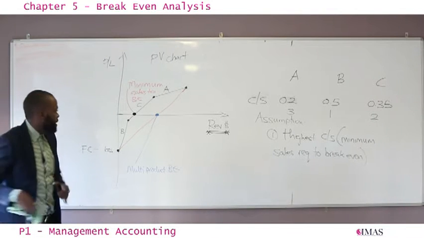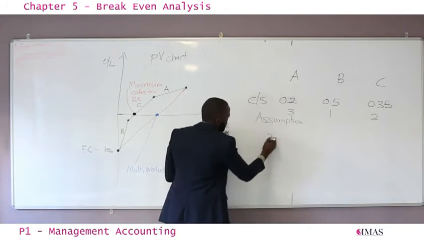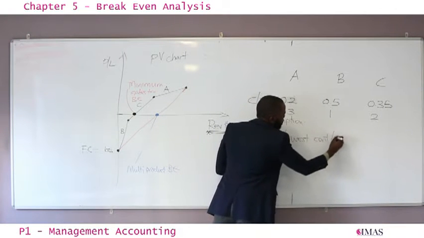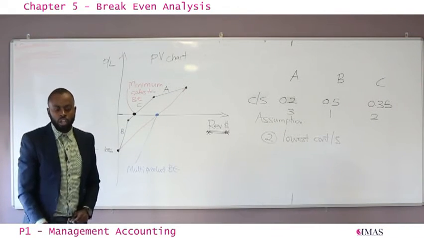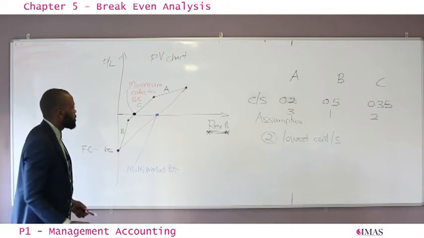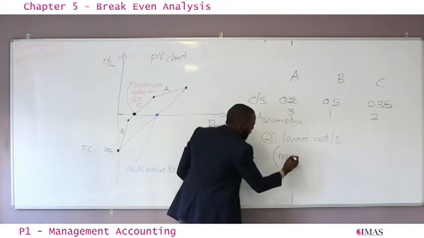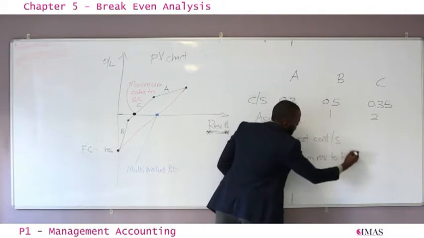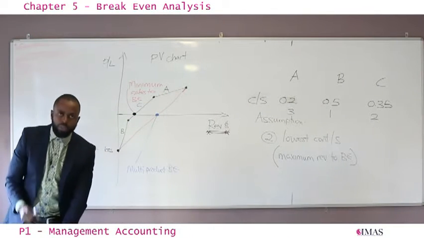Now let's look at the last assumption. We start by selling the product with the lowest contribution to sales ratio. Now this assumption seems like it doesn't make any logic. Why would we want to start by selling the product with the lowest contribution to sales ratio? What that helps us with is, we want to find the maximum revenue to break even.